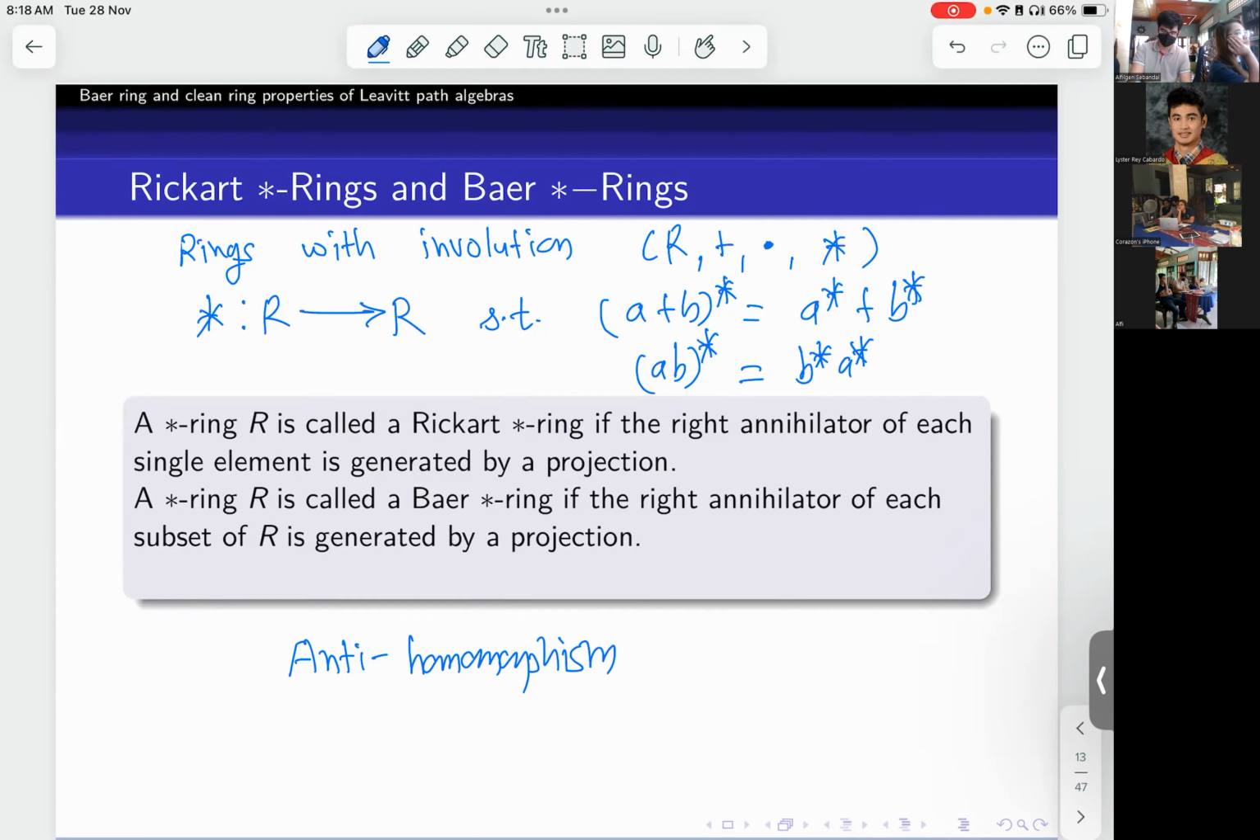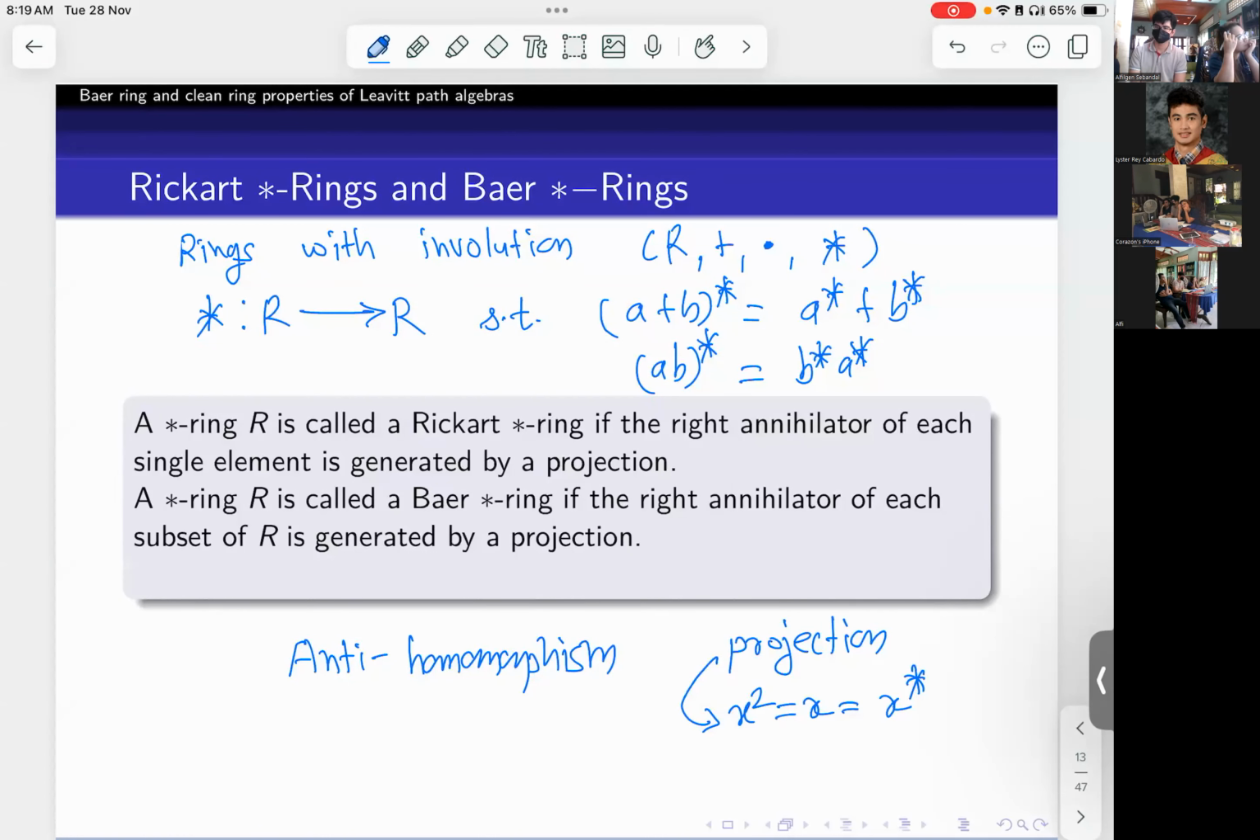We will see that there is an important operator in functional analysis called a projection. A projection is basically an idempotent which is invariant under this star. So if you have an element which satisfies x squared equals x, and x star equals x, such a thing is called a projection. It's a special case of idempotent. Whenever we go from a normal ring setup to an involutive ring setup, we will always replace idempotents by projections. So we will have analogous definitions of Rickart star rings and Baer star rings.